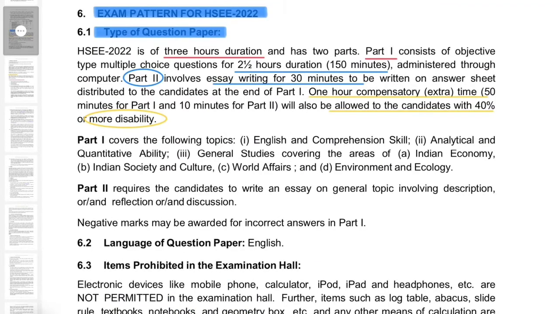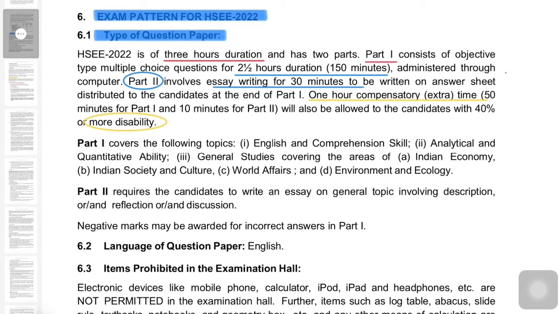Okay, let's now talk about the exam pattern for HSE 2022. When you give the exam, you will have a 3-hour duration and there are 2 parts in this exam. Part 1 consists of multiple choice questions and you will get 2.5 hours, that is 150 minutes. The other part involves essay writing, for which you will get 30 minutes. Part first of the exam, which consists of multiple choice questions for which you are getting 2.5 hours, consists of 3 categories.